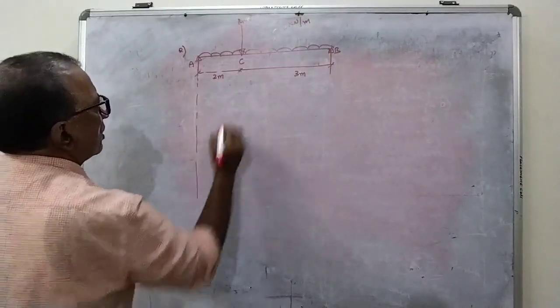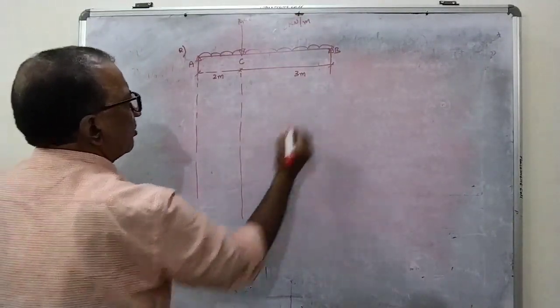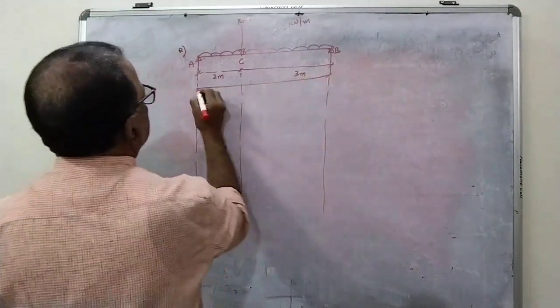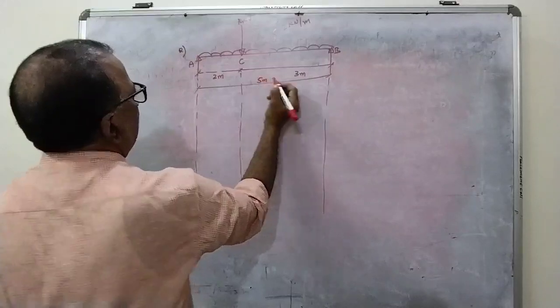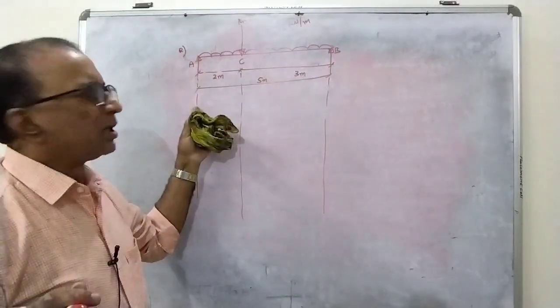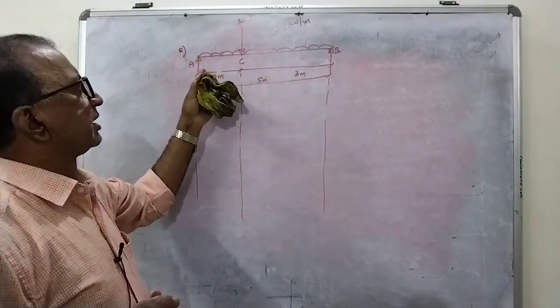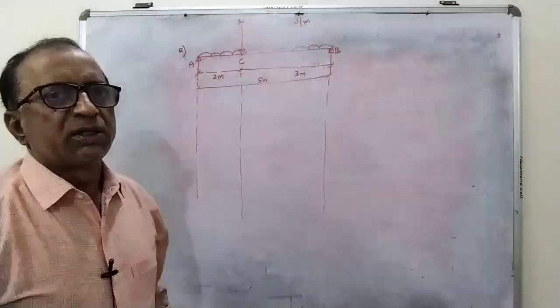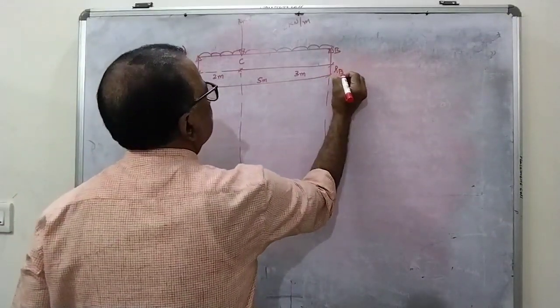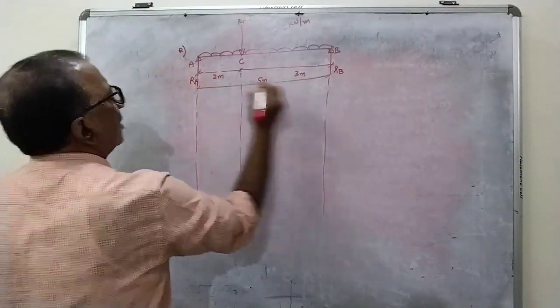Now the problem is a simply supported beam of span 5 meters is acted upon by a UDL of intensity 2 kilonewton per meter for the full span and a point load of 10 kilonewtons at a distance of 2 meters from the left hand. So we are supposed to draw the shear force and bending moment diagram for this. So let us say this is RB, this is RA.